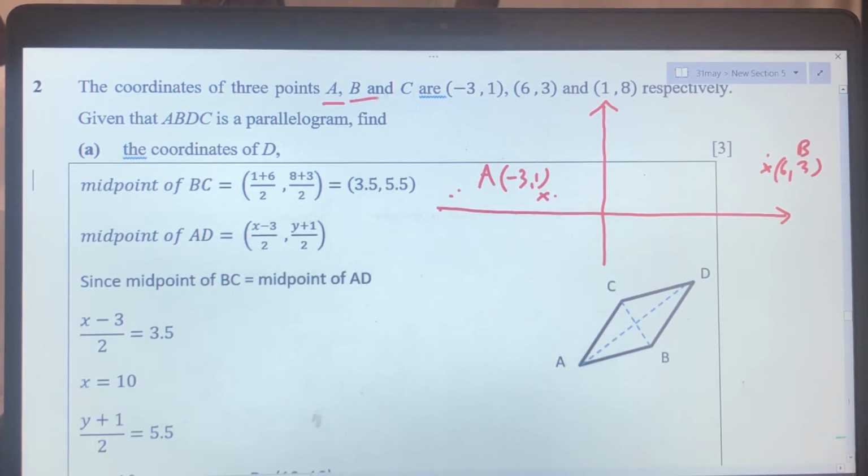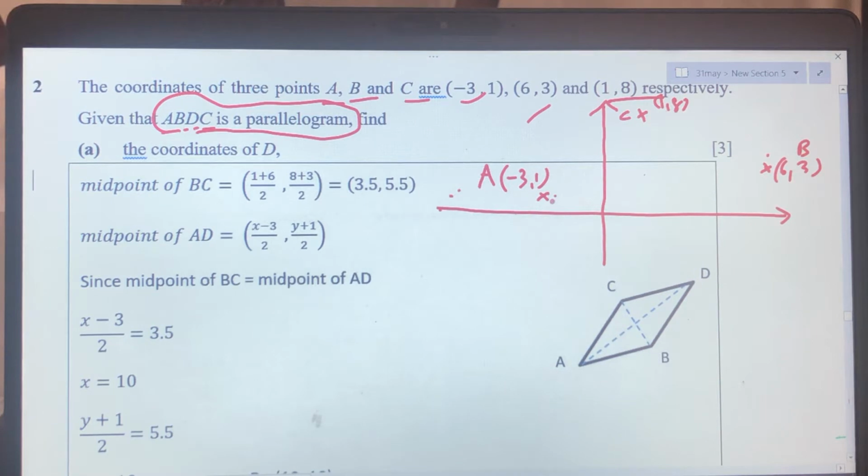And C, this is done already. C is (1, 8). So 8 should be somewhere quite high up. So this is your C. Now, bear in mind, they say A, B, D, C. They didn't say A, B, C, D. So this is a nasty trick.